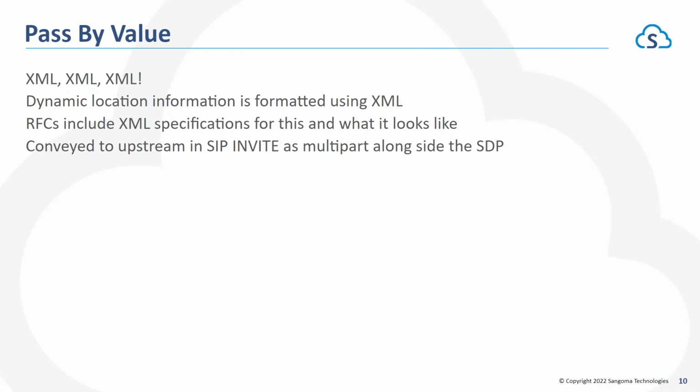However, on an invite, normally you just have SDP. However, we also need to attach that XML location information. So for the invite to an upstream provider, we actually do that using something called Multipart.